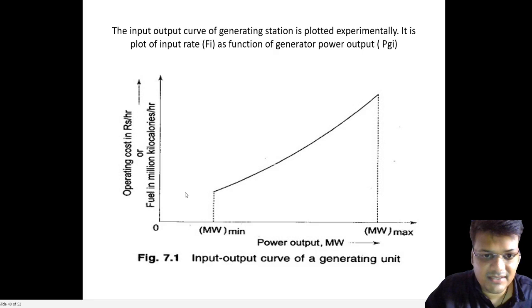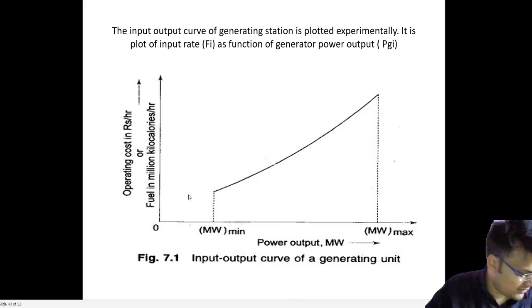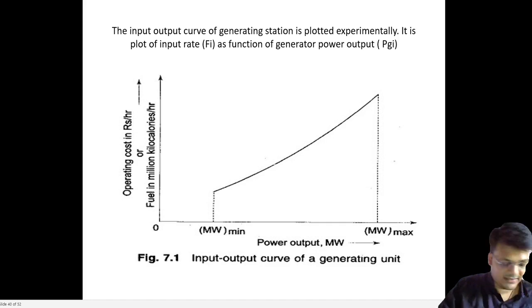After that, for some fuel, suppose here is some kilocalorie of fuel, the power starts producing. That is why all of you are getting the correct answer. That is why it does not start from zero. Yes, immediate generation cannot be obtained. That is correct.